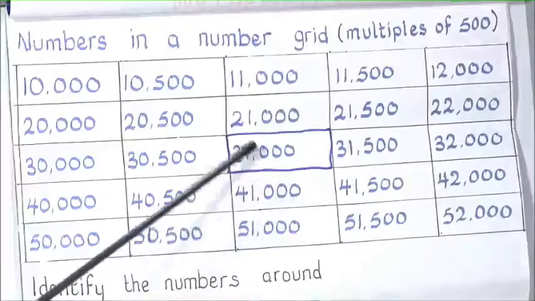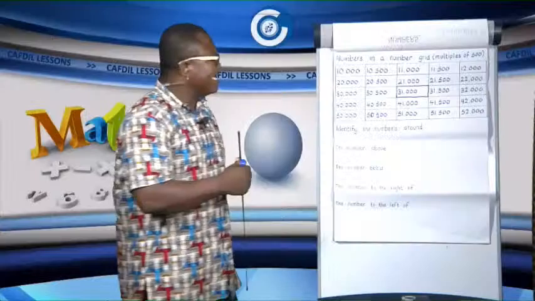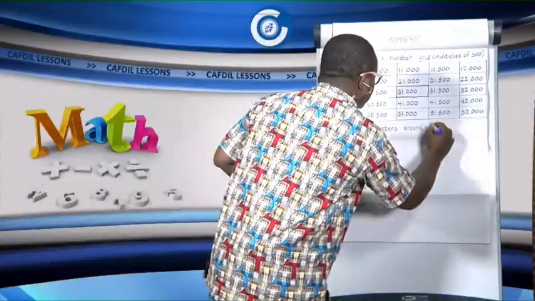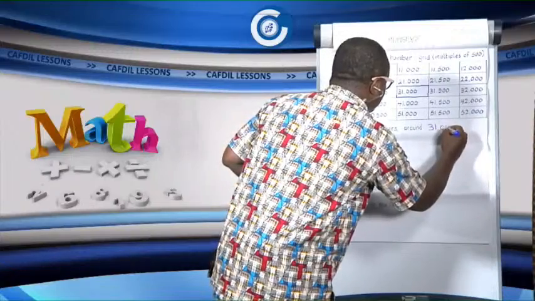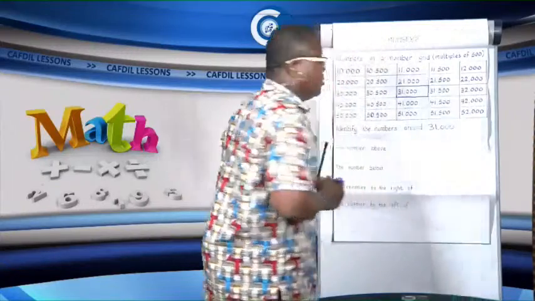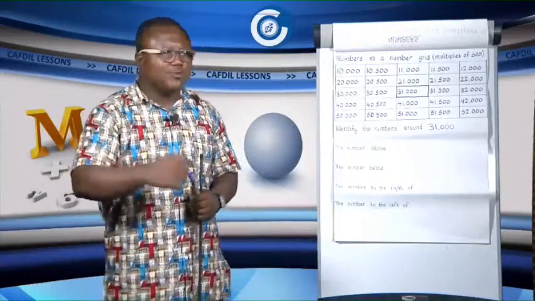So I have picked 31,000. So we are going to identify the numbers around 31,000. Learners, remember in our previous lesson that when we write the numbers, we try to write the number name. So 31,000, how do you write the number name for 31,000?